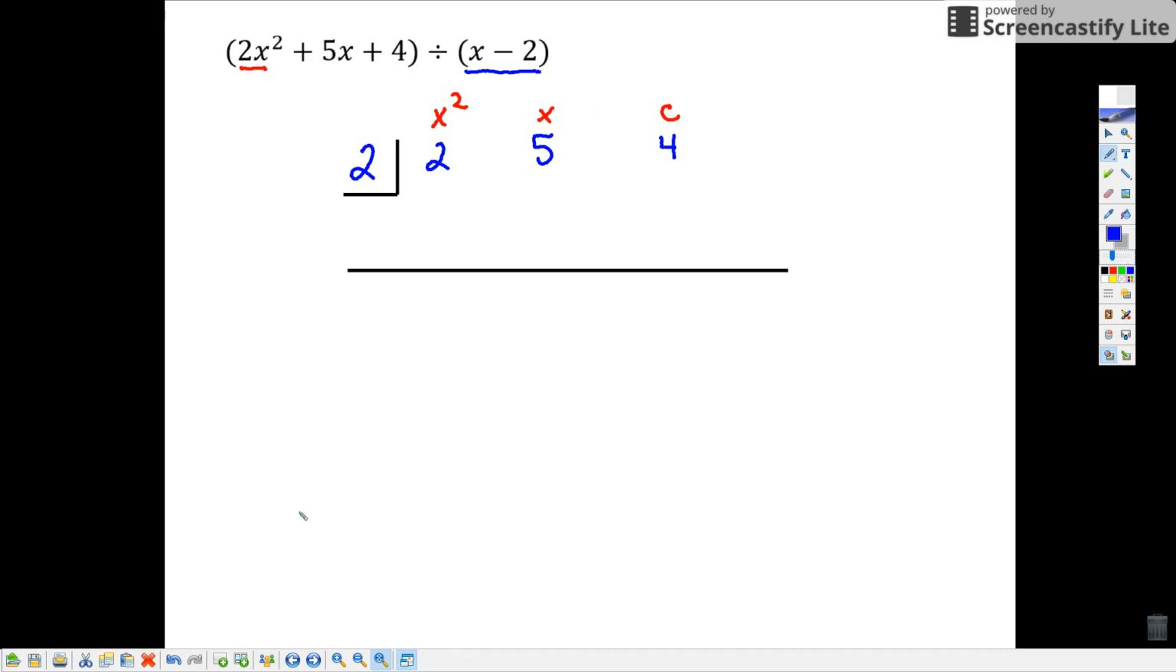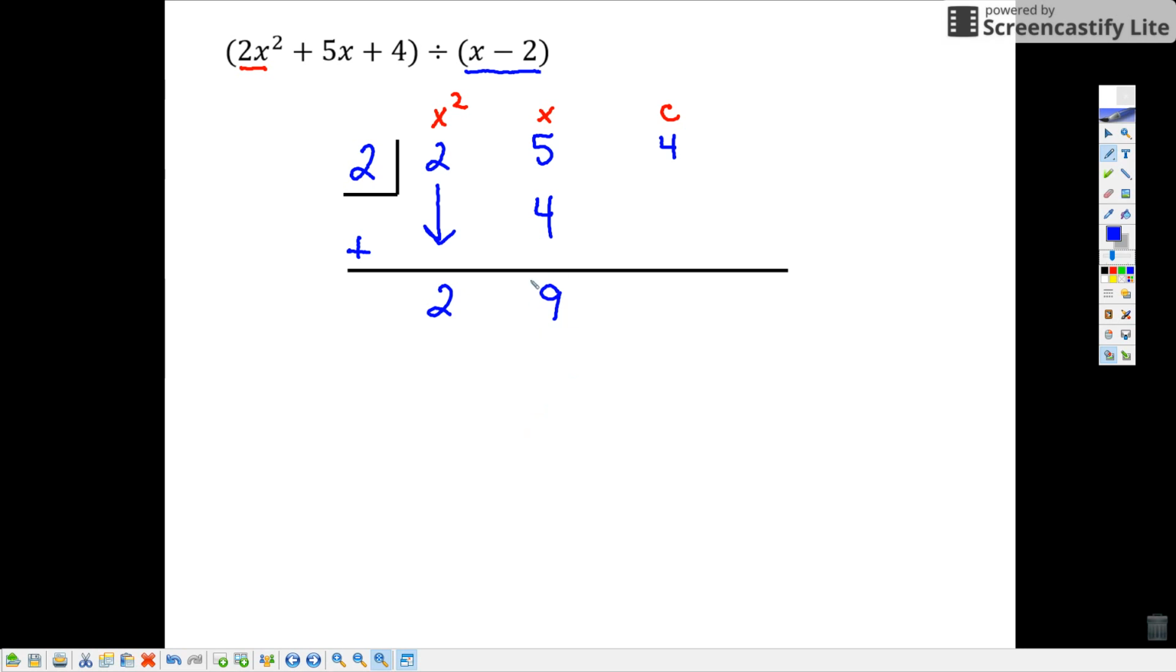And then we perform our synthetic division. Now just remember, synthetic division always starts by dropping the first number down. So I drop the 2 down, put that right below the line. After that, you always take that number below the line and multiply it by the number in the box. So 2 times 2 is 4. Put that right underneath the 5. And then I add straight down. 5 plus 4 is 9.